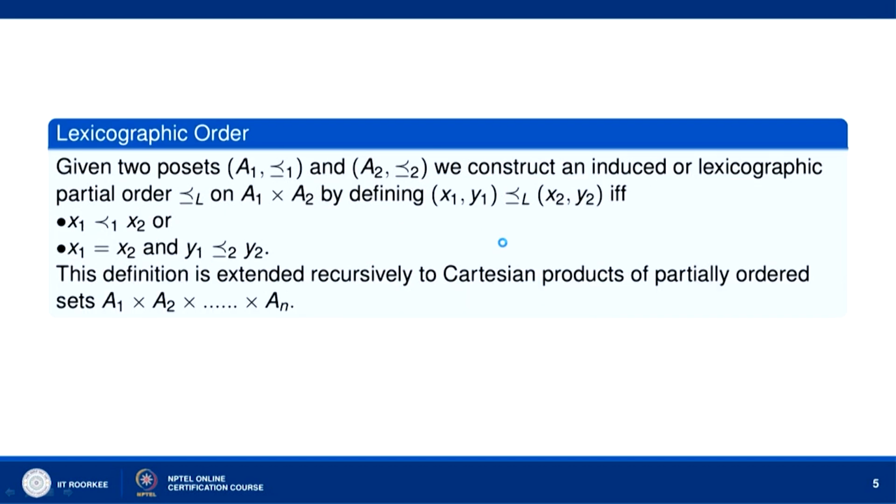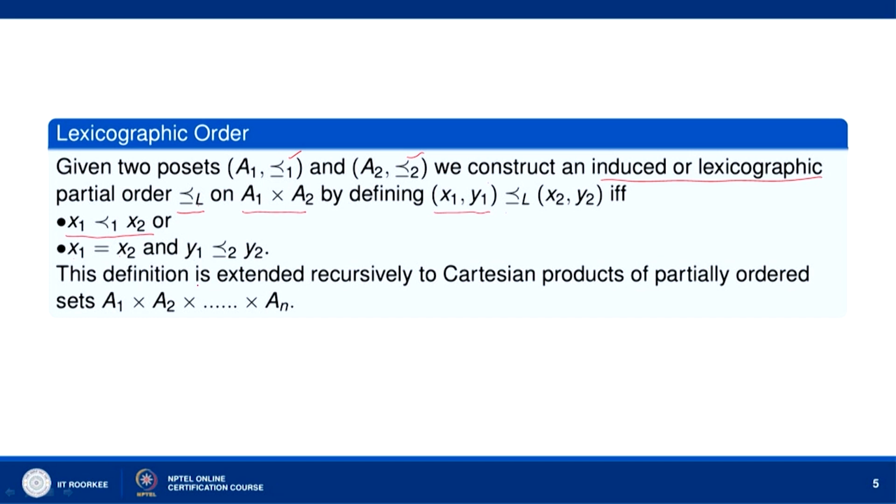So, now let us go to lexicographic order. Given two posets A1 and A2, we construct an induced lexicographic partial order, precedes L, where L represents lexicographic, on A1 cross A2 by defining x1, y1 precedes in the lexicographic order x2, y2 if and only if x1 strictly precedes x2, either this should hold, or if x1 is equal to x2, then y1 precedes y2 should hold.